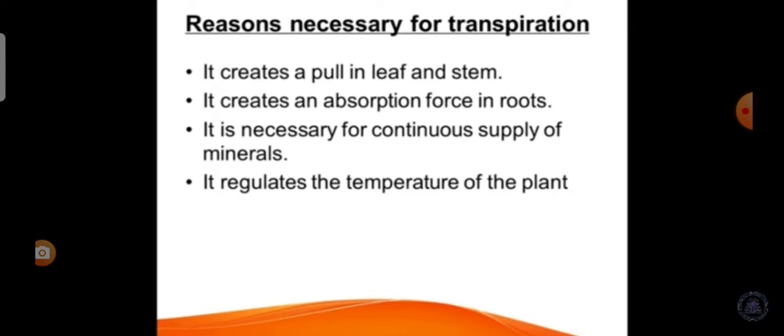Now we know about the reasons transpiration is necessary. It creates a pull in leaf and stem. It creates an absorption force in roots. It is necessary for continuous supply of minerals. It regulates the temperature of the plant.